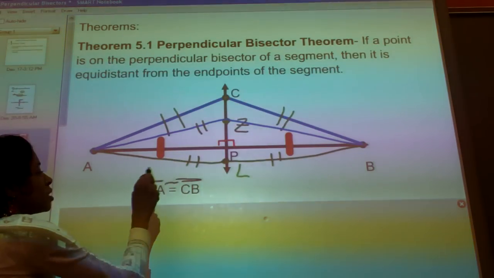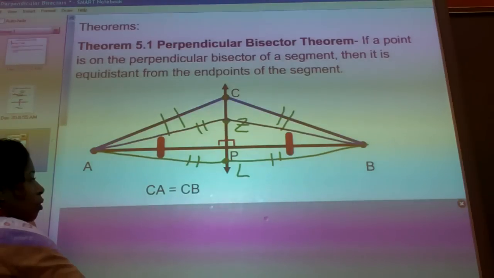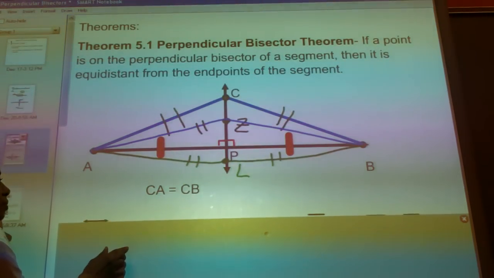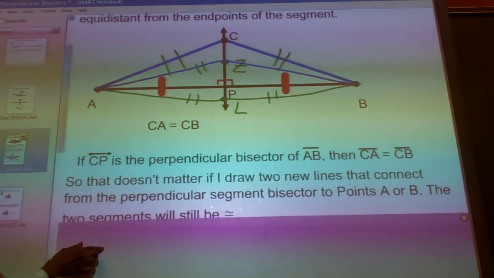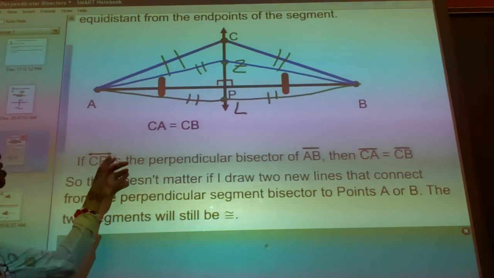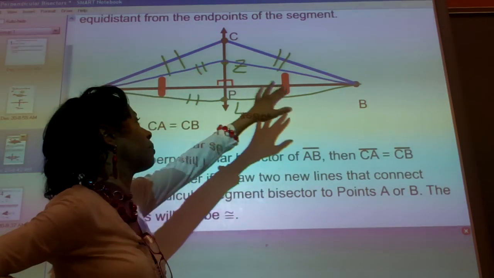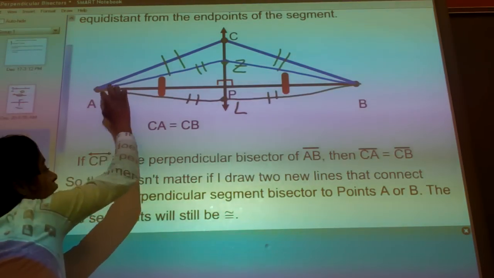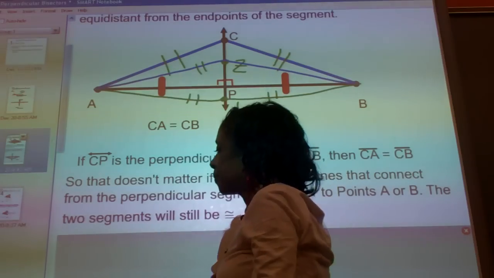Remember, when I put the hat, that means I use congruent. There's no hat there, which means I want the numerical value. That means the numerical value of CA is equal to the numerical value of CB. Okay? Some more information that I stated verbally is now written. If CP is the perpendicular bisector of line segment AB, then CA is going to be the same length as CB.